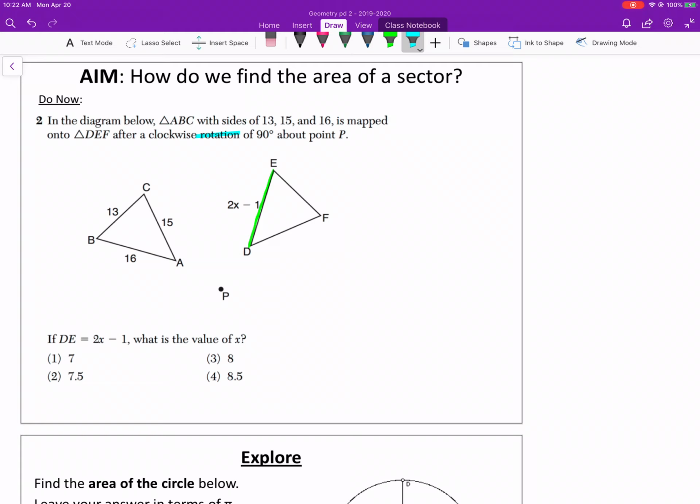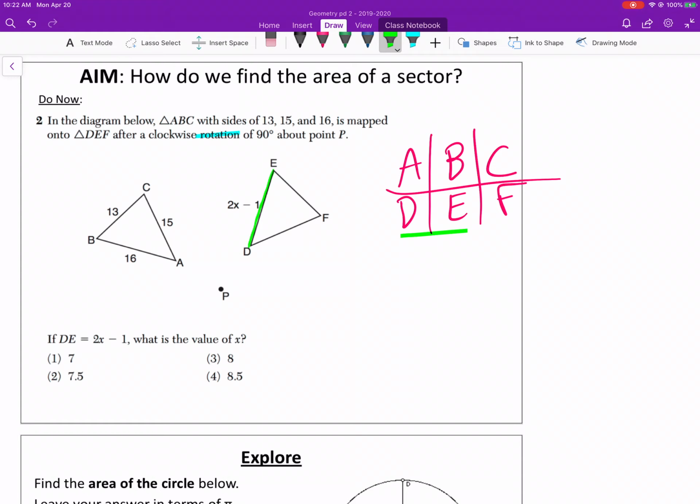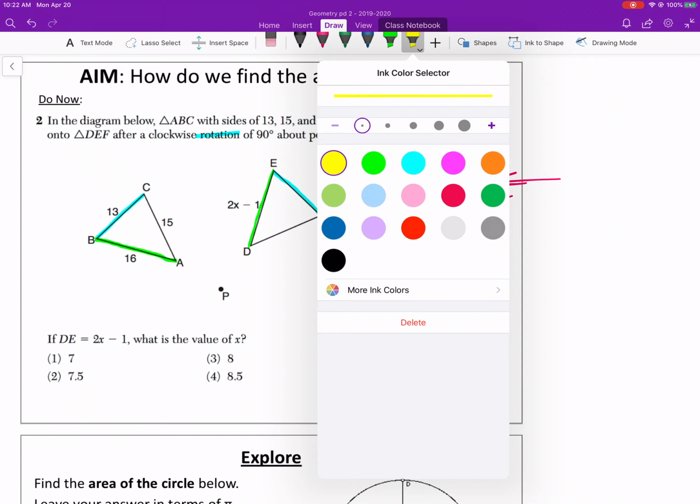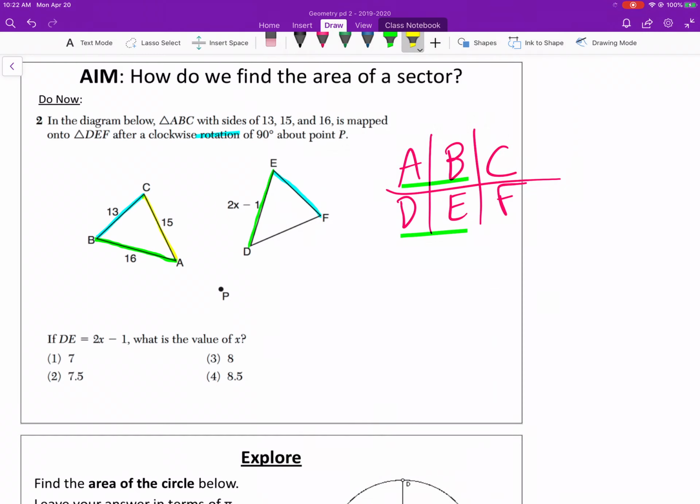Now we need to know, what side length does DE correspond to? They gave you the letters ABC and DEF. That notation is important because that tells us that DE maps onto AB. So that's the same side length here as 16. So 2x minus 1 and 16 are the exact same thing. Be good to also mark off everything else. BC, let's see what BC is the same as. EF. CA is the same as DF.